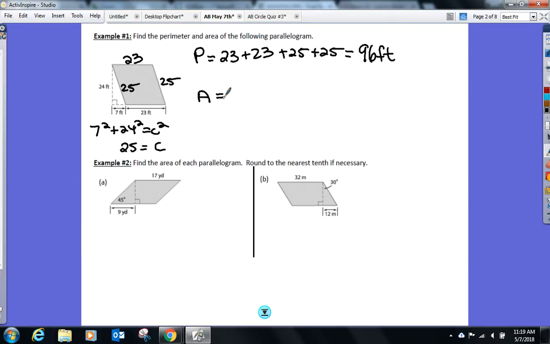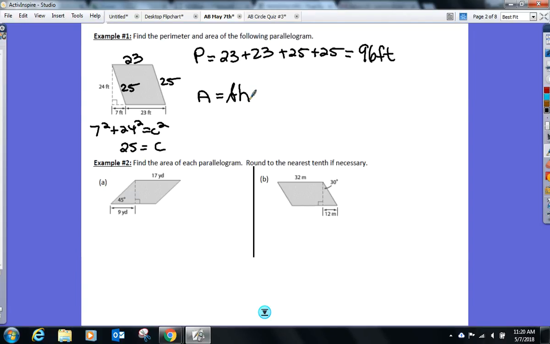Look up. The area formula for a parallelogram would be base times height. Okay, what's considered a base? What's considered a height? Here you go. The height is always the perpendicular distance drawn. And the height is always drawn to the base. Okay, that's how, because you could use 23 or 25 as the base here.